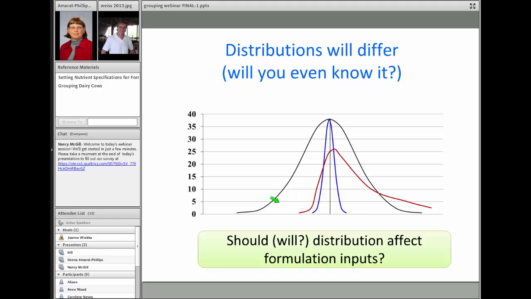Because of time and complexity, I'm going to assume that within a pen, the milk production, the nutrient requirements, and the dry matter intake fit a normal distribution, this bell-shaped curve. If you have distributions like this red line, things might be very different. But for this seminar, I'm just going to assume we have a bell-shaped curve, and I'm not going to make any assumptions as to how wide that curve is.